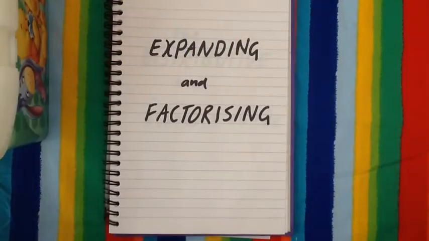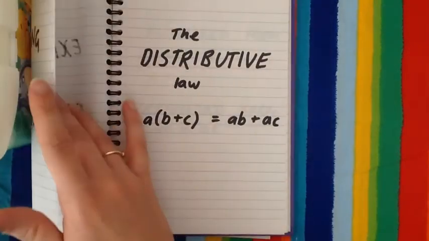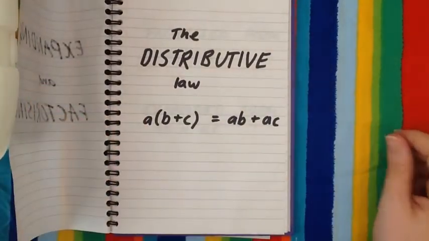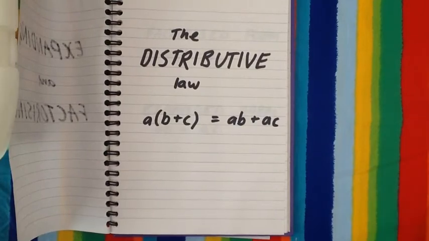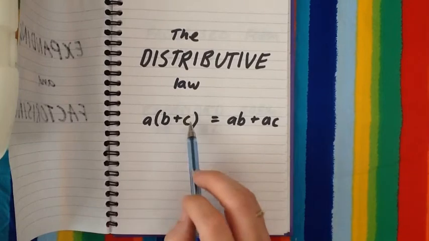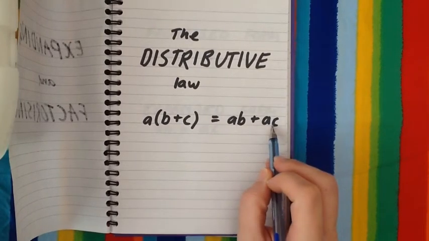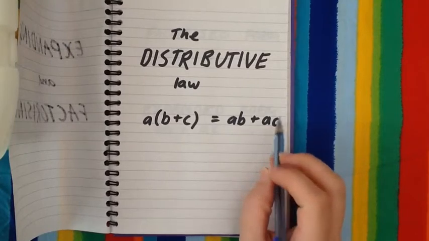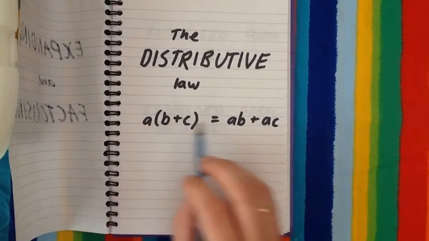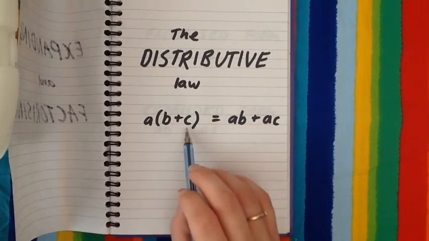Today we're going to look at expanding and factorising algebraic expressions. In order to do this, we need to consider the distributive law. So the distributive law says that a(b + c) is the same as a times b plus a times c. In order to do that, we multiply a by every term inside the brackets.